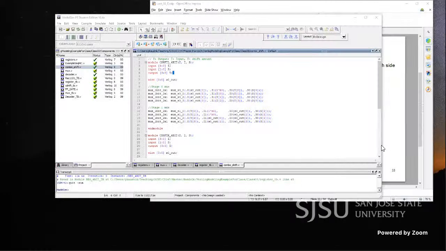Share. Okay, share. Do you see my ModelSim window? Yes. Okay, maybe something went wrong previously.